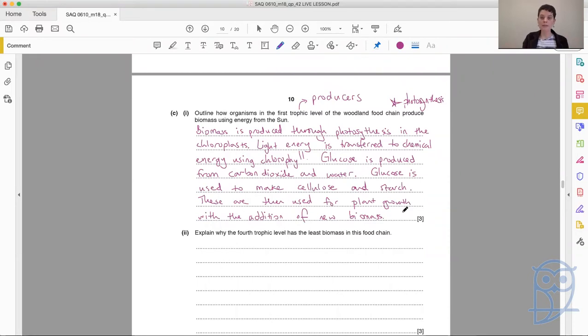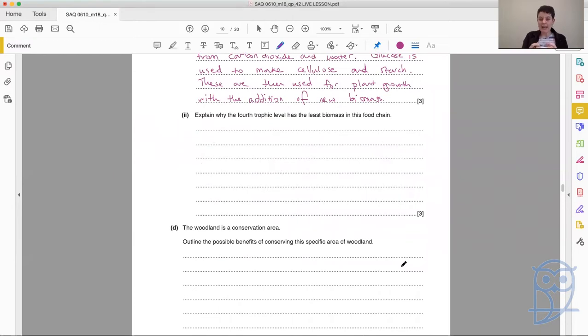So we got all the way from an overview of exactly what process we're talking about, photosynthesis in the chloroplasts, starting from the light energy received from the sun, all the way through to biomass in particular. So we're taking the question and answering the specific question that's being asked rather than just giving information about photosynthesis. Okay, always, always, always pay particular attention to precisely what's being asked by the question.